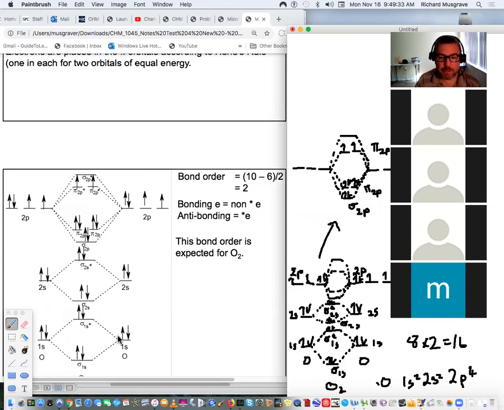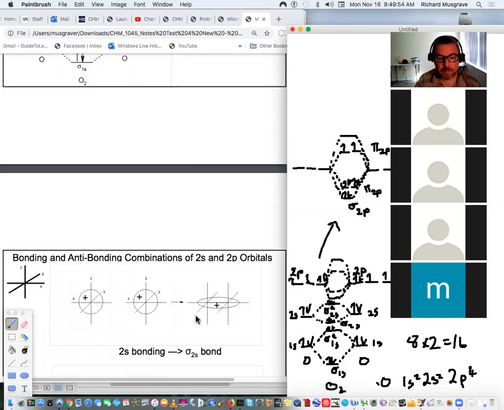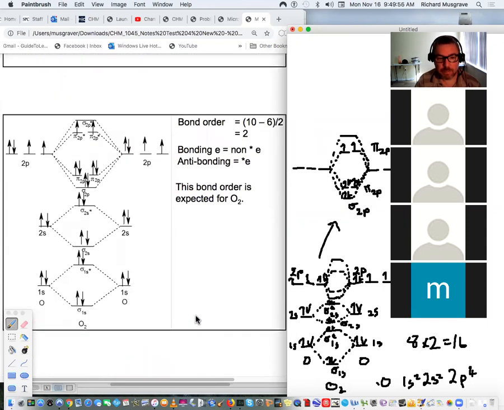Does anybody have any questions? Especially about counting bonding and anti-bonding. That's all I want you to be able to do. Can you count bonding? Can you count anti-bonding? That's it. That's all you need to be able to do. Any questions? Okay. I'll show you in a second what the test questions look like. You'll have a much better appreciation at that point.